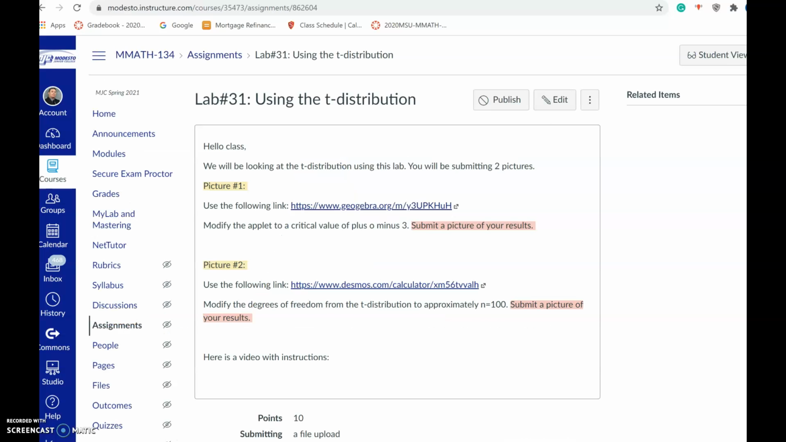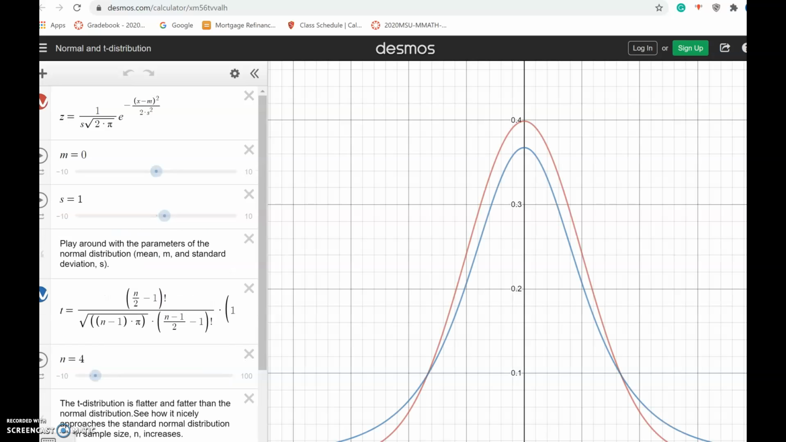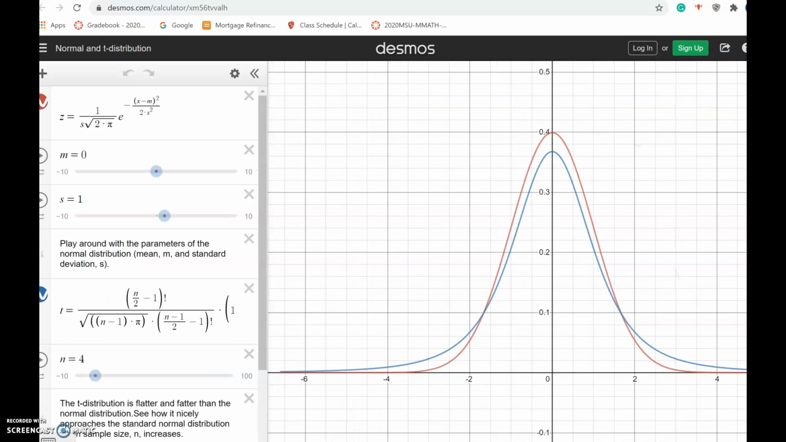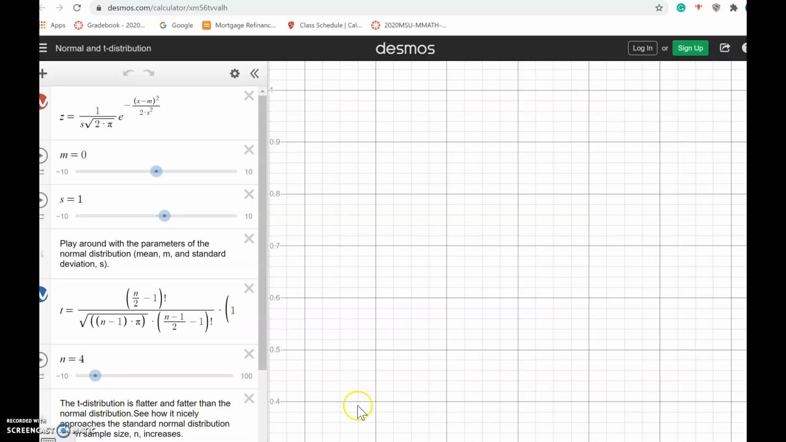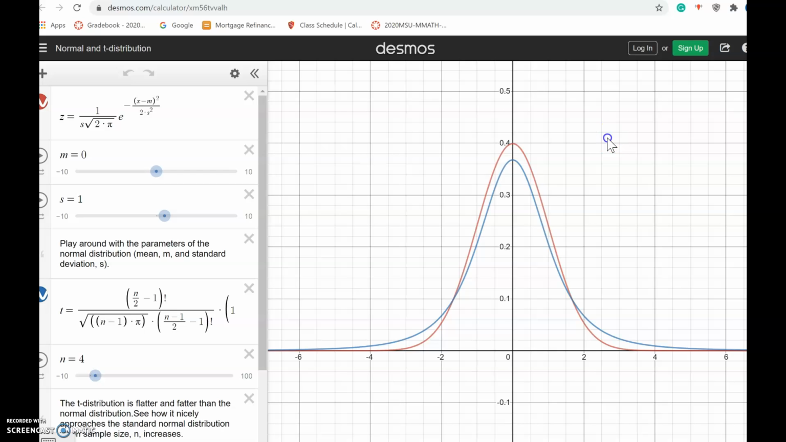The second picture is going to be using Desmos, and once you open that link, it's going to take you to this site. Now, both the normal distribution and the t-distribution are bell-shaped curves, but observe what happens when you increase the value of n to a large value. And this is something that is stated in the textbook, and I might have mentioned it in the lecture.